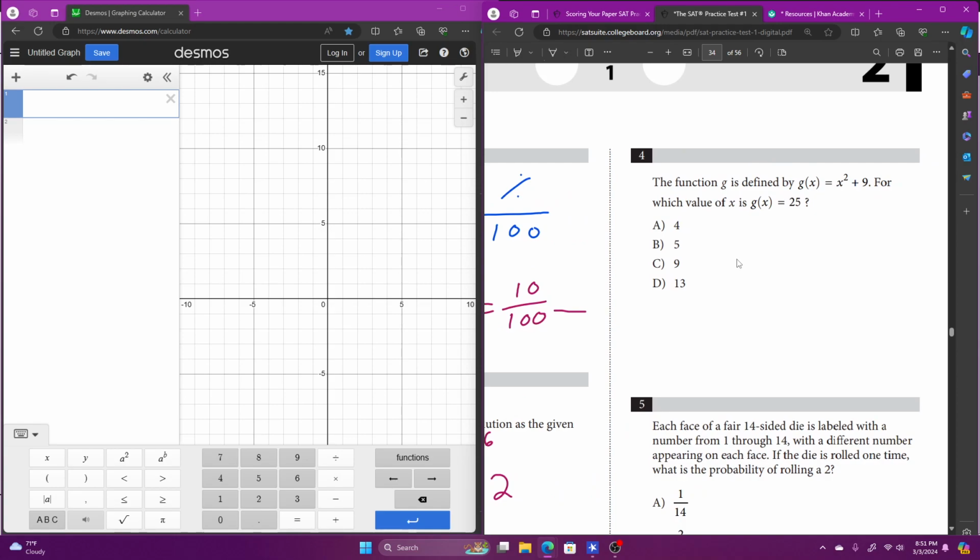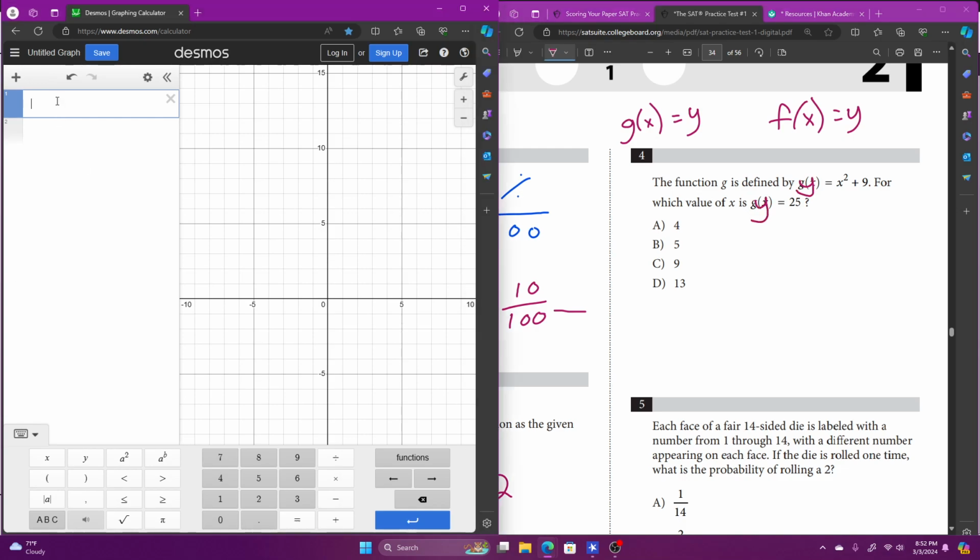Question number 4 says, the function g is defined by g of x equals x squared plus 9. For which value of x is g of x equal to 25? So my students and I, we said, okay, whenever we see a function, if it says g of x, we're going to call it y. If it's f of x, we're going to call it y. This one has g of x. So as soon as I see that, I'm thinking a y here, and I'm thinking a y here.